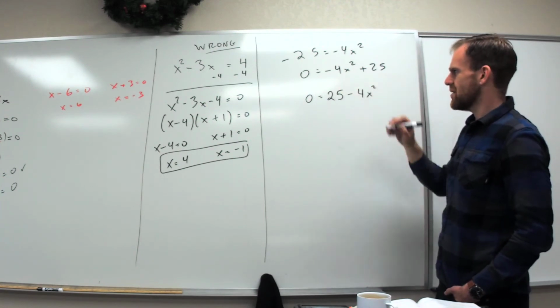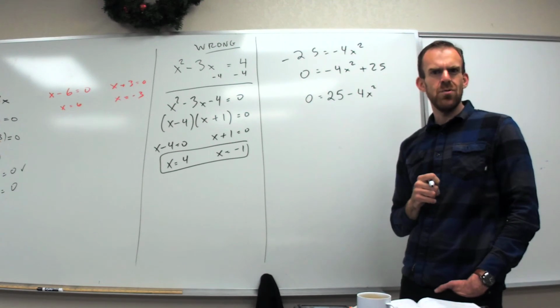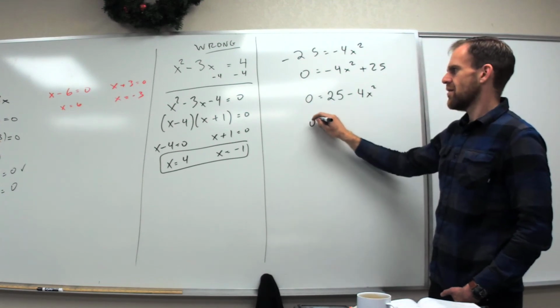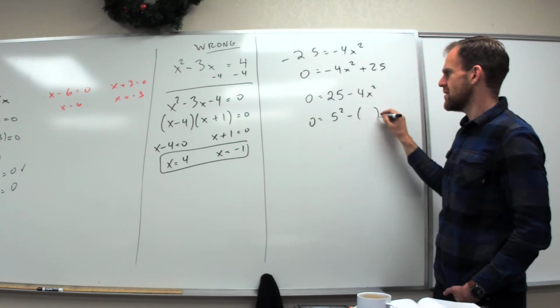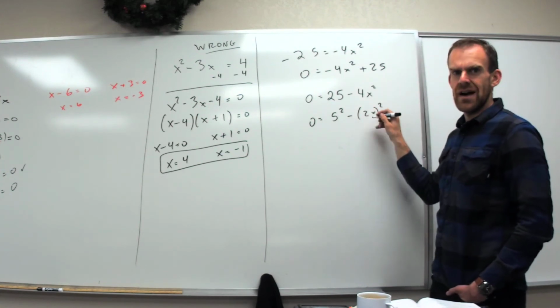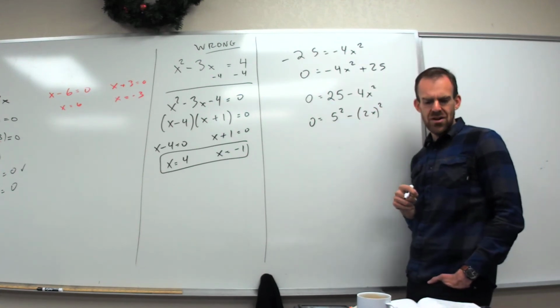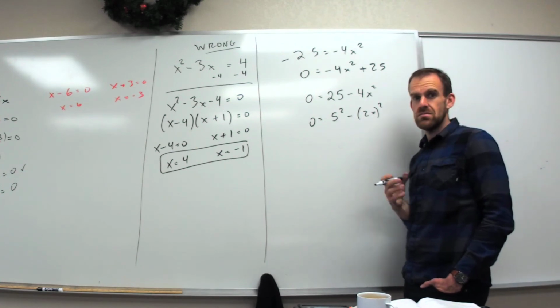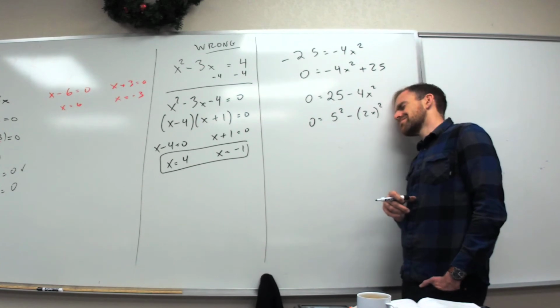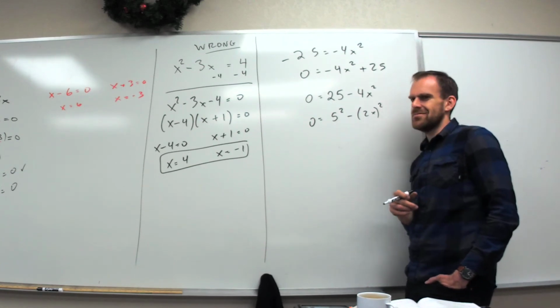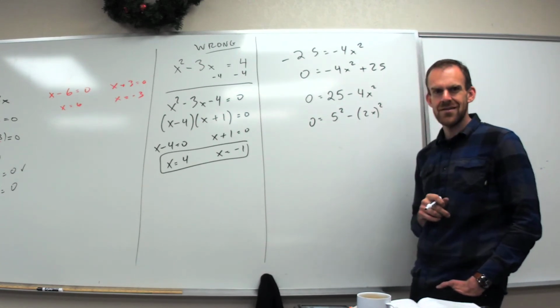Playing with something. So 25 is what? 5 squared, and 4x squared is 2x squared. So we have a difference of squares. Oh dear.